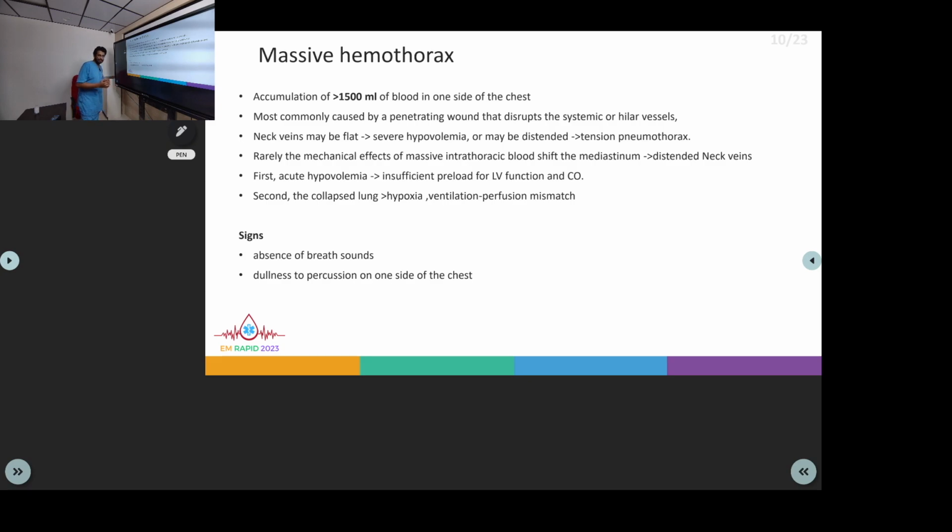Here initially due to the hemothorax there will be hypovolemia, and this will cause a reduction in the preload and cardiac output, and due to the collapsed lung there will be hypoxia and ventilation perfusion mismatch. Signs are that the main signs here are that there will be absence of breath sounds, and due to the blood in the thoracic region there will be dullness during the percussion, whereas we have seen that there will be a resonant note during percussion in the pneumothorax.